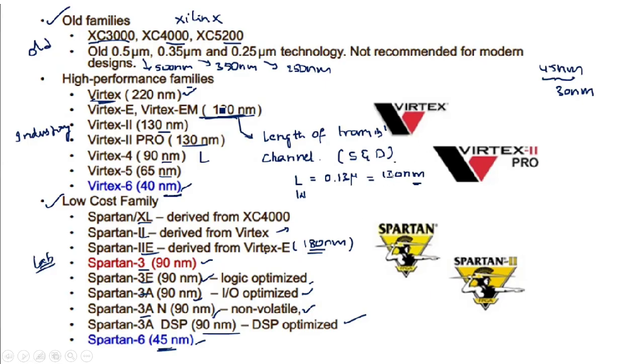Low cost families are Spartan: Spartan XL, Spartan 2, Spartan 2E, Spartan 3, Spartan 3E, Spartan 3A. These follow 180 nanometer, then 90 nanometer, and 90 nanometer optimized. Spartan 6 is 45 nanometer. These Spartan families are used for lab purposes only.